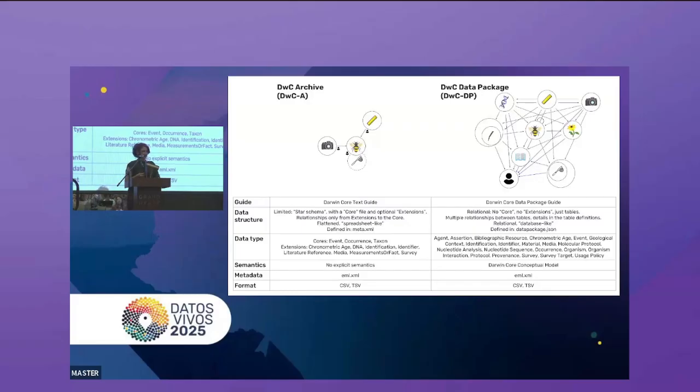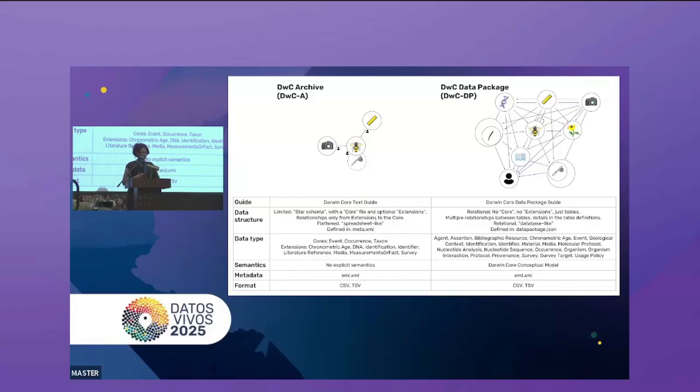And that means that the Darwin Core Data Package can support data that are much more complex and that cannot currently be supported, including organism interactions, including identifications that support multiple taxa, and so forth.